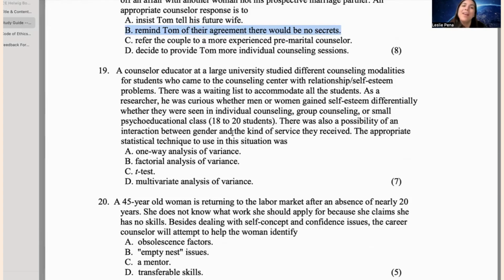19. A counselor educator at a large university studied different counseling modalities for students who came in the counseling center with relationship/self-esteem problems. There was a waiting list to accommodate all the students. As a researcher, he was curious whether men or women gained self-esteem differently, whether they were seen in individual counseling, group counseling, or small psychoeducational classes. There was also a possibility of an interaction between genders and the kind of services that they offered. The appropriate statistical techniques to use in this situation was what?